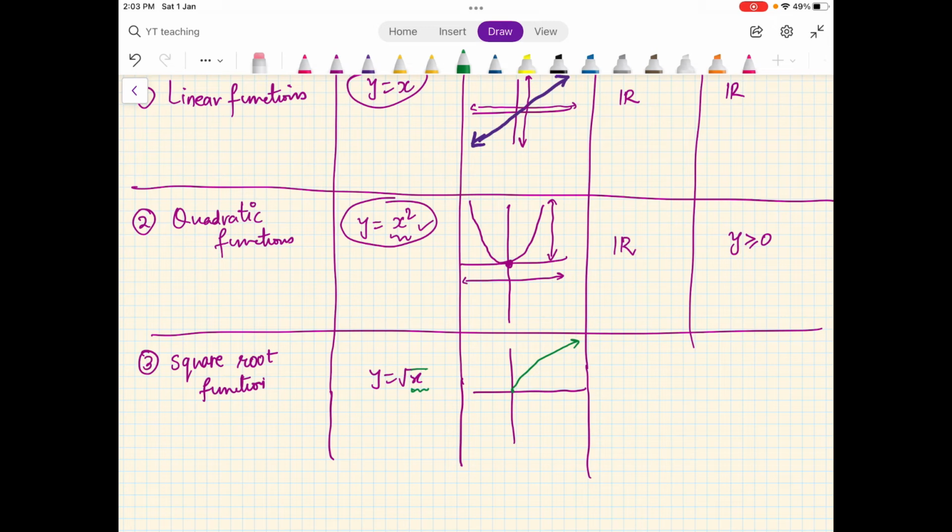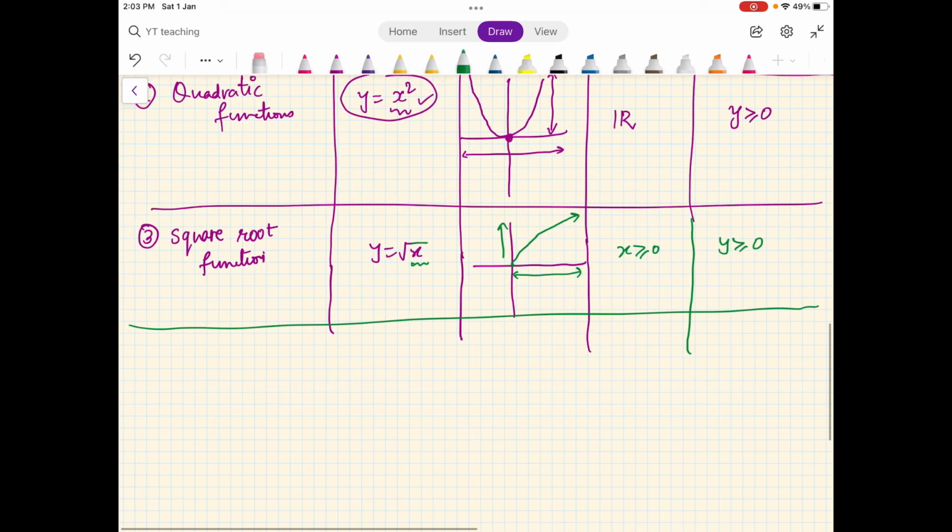So this is basically half a parabola, on the right side. What is the domain? The domain is all x greater than or equal to 0. And what is the range? The range is all y greater than or equal to 0. This square root function we will meet again and again.